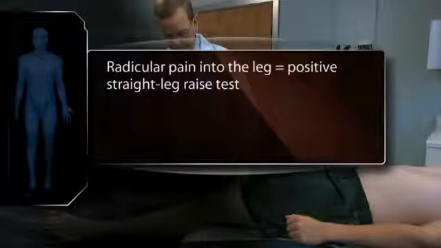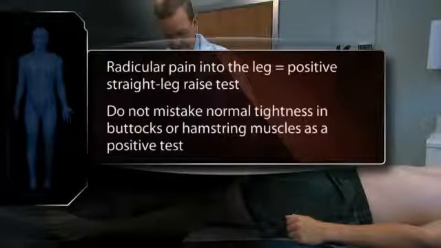Radicular pain into the leg constitutes a positive test. Do not mistake normal tightness or discomfort in the buttocks or hamstring muscles as a positive test.